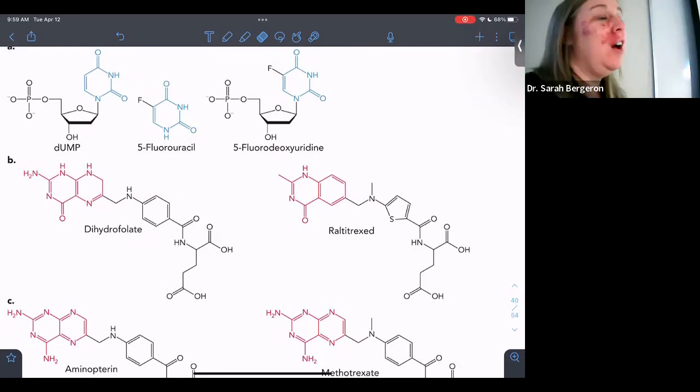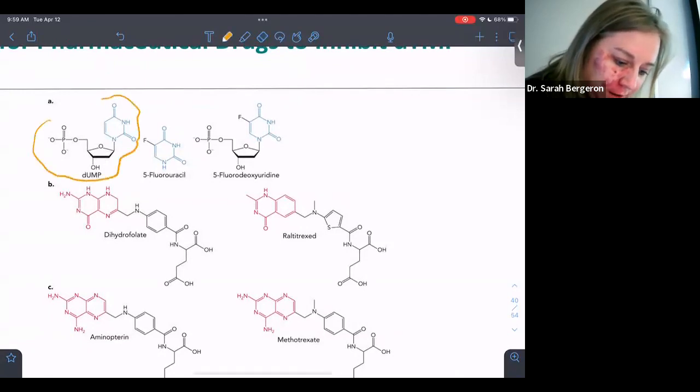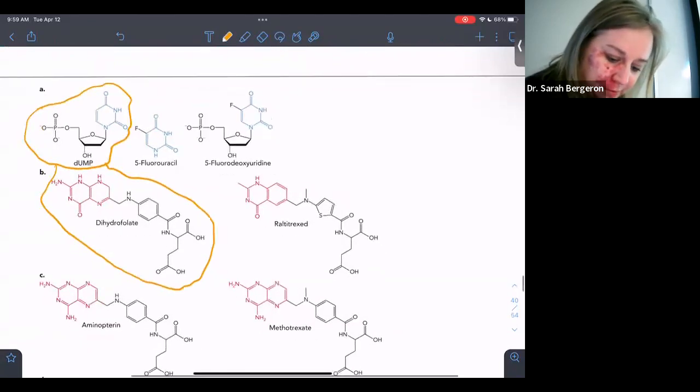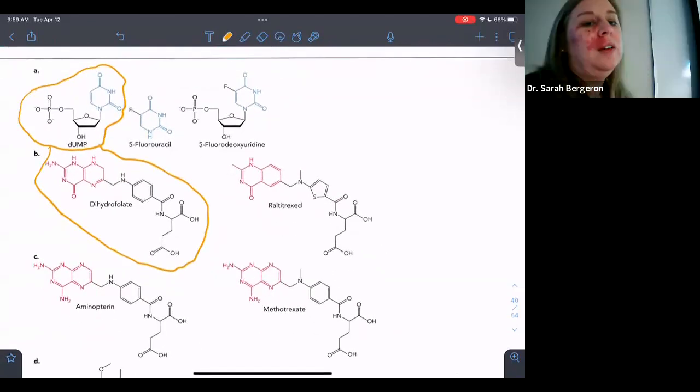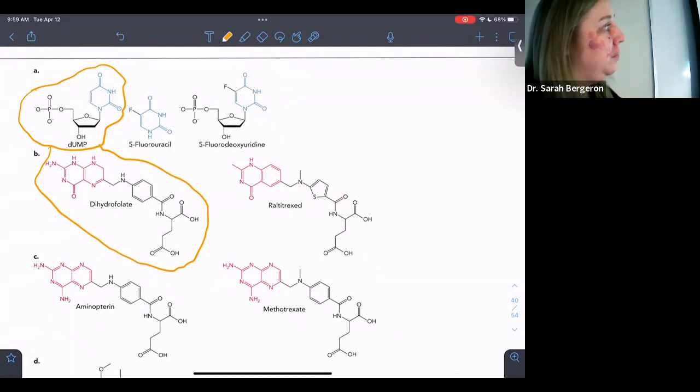We produce dihydrofolate. These are the natural, let me circle them. These are the natural substrates. And then we're looking at structural analogs that can be used. So look at B, both B and C are structural analogs to dihydrofolate. Really, really similar.